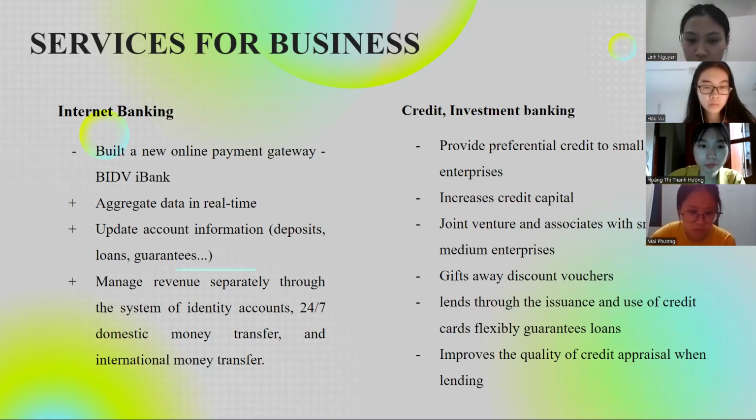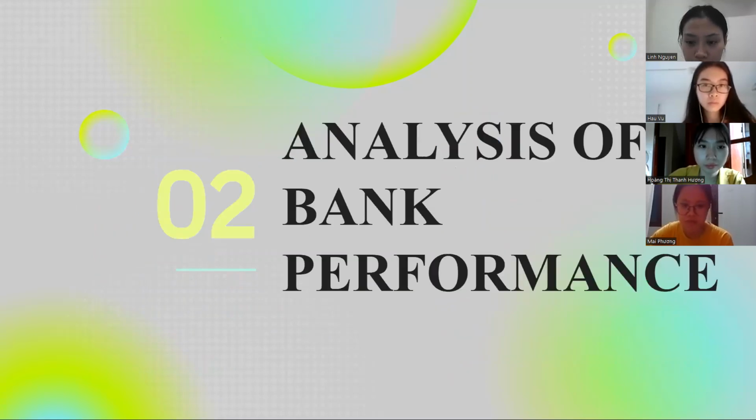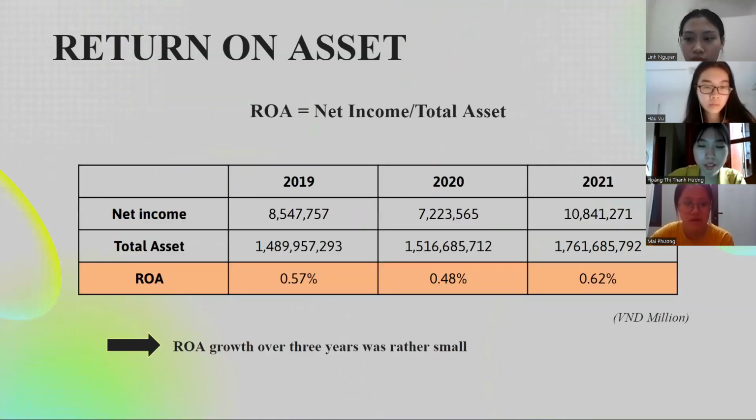Okay, next part, we will present our analysis of bank performance. We use fundamental analysis to evaluate the bank's performance. Specifically, we exploit the data in the financial statements of 3 years, 2019, 2020, and 2021, to assess the bank's financial health. We focus on profitability ratios such as ROA, ROE, net interest margin, or net operating income, and management efficiency ratios, such as tax management efficiency, asset management, and expense control efficiency.